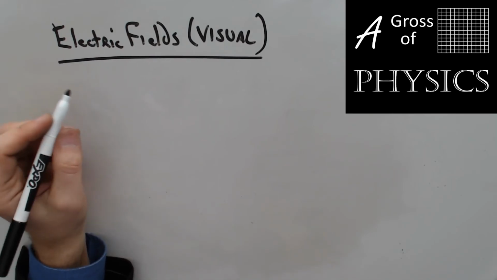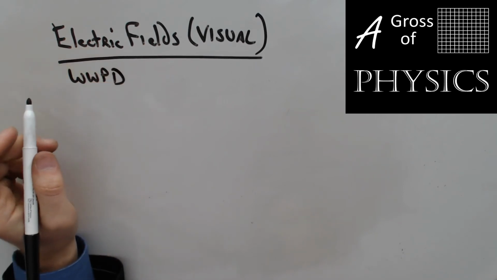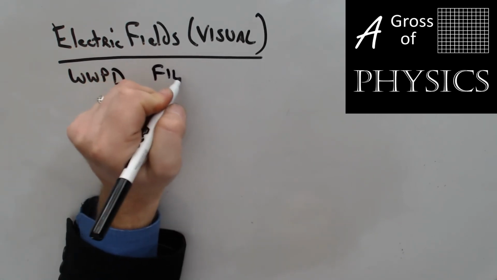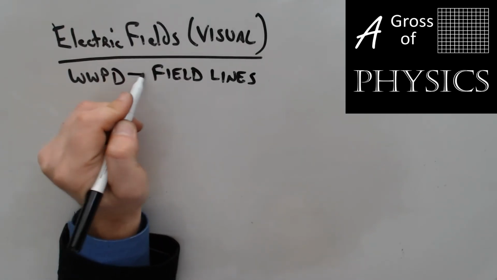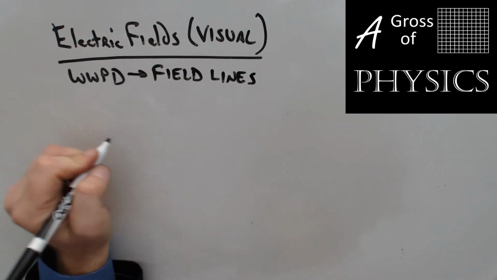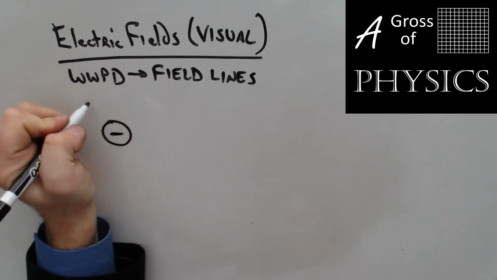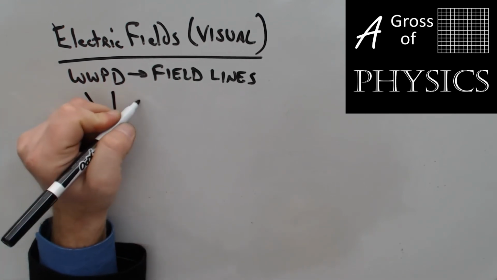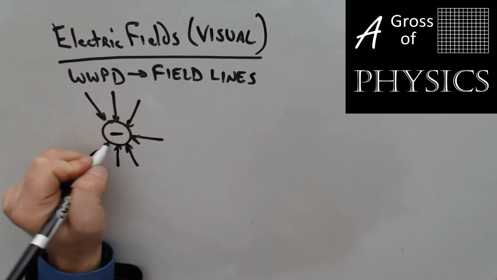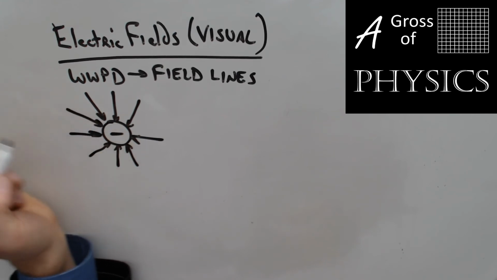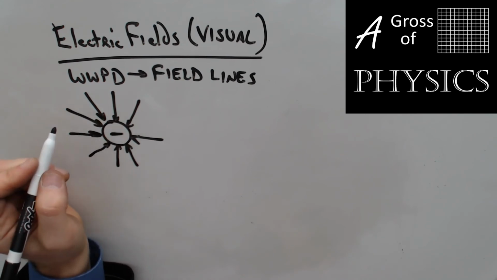Okay, when we're drawing electric fields, we always look at WWPD, what would a proton do? And we draw field lines, and those are going to represent what the proton would do if placed in the field. So if you have a single source and it's negative, then anywhere you place a proton, it's going to be pulled inward. And basically this would show something that looks like this. Very similar to what it would look like if you had a gravitational field around the Earth.